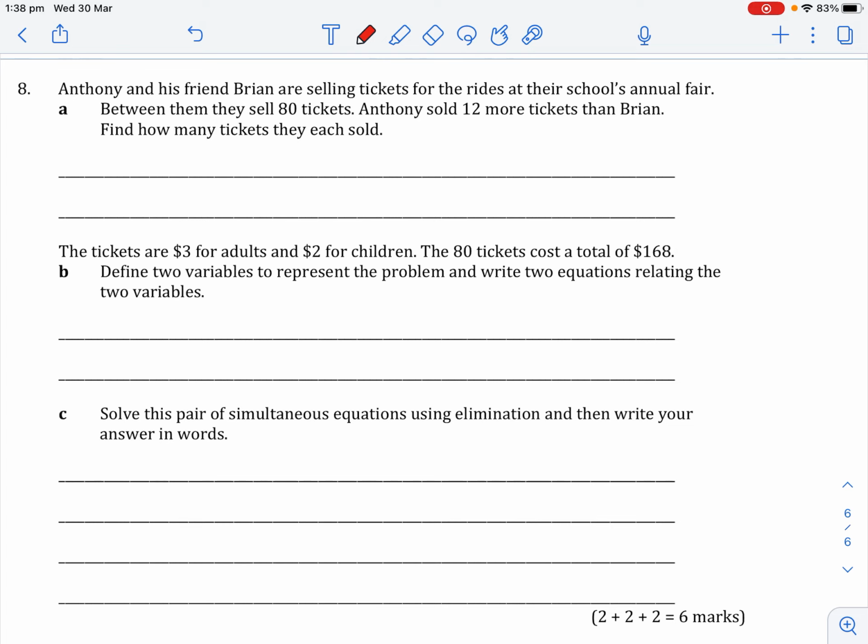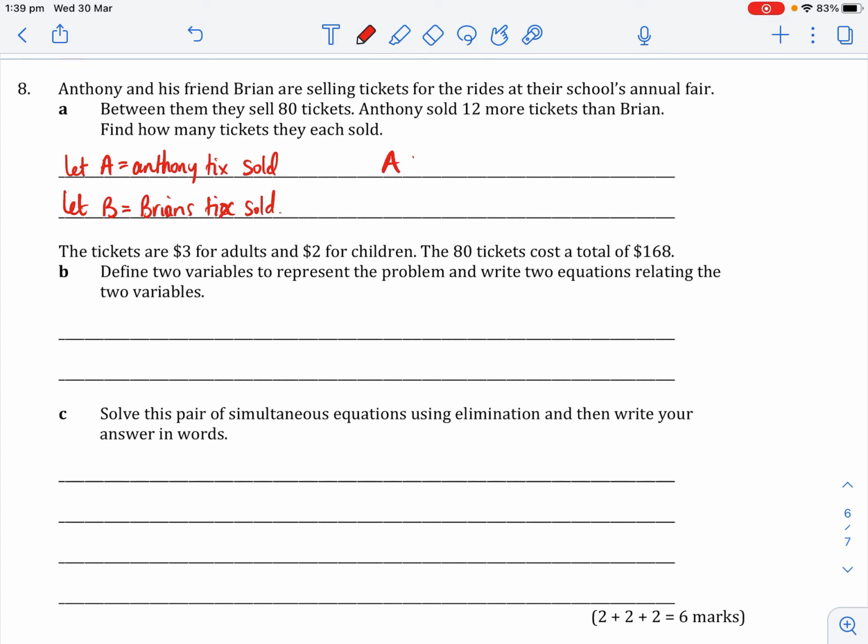Okay, so this is an example of applying what we've learnt about simultaneous equations. So let's start by saying let A equal Anthony's tickets sold, and let B equal Brian's tickets sold. So it's like, how many tickets did Anthony sell? How many tickets did Brian sell?